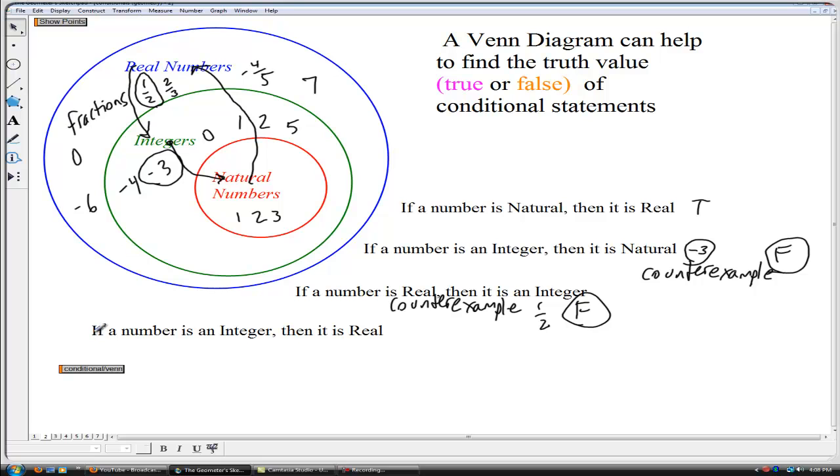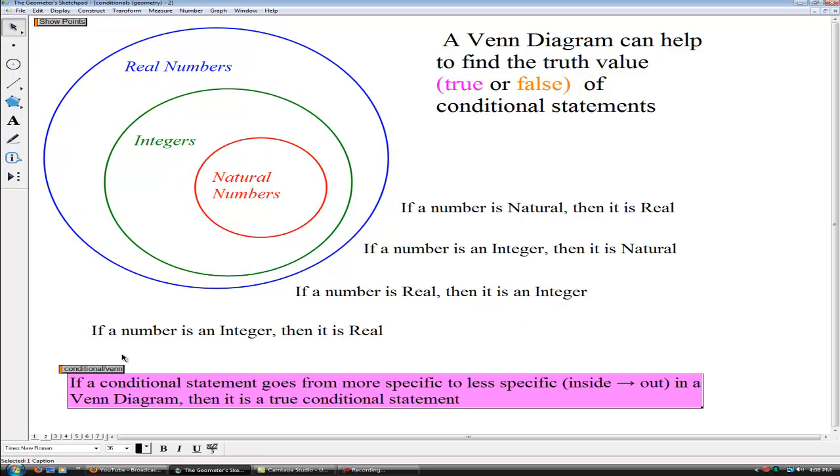Last one, if a number is an integer, then it is real. We're starting inside and working out. That will be true. So here's our conclusion. If a conditional statement goes from more specific to less specific, working inside of a Venn diagram, working your way out, then it will be a true conditional statement.